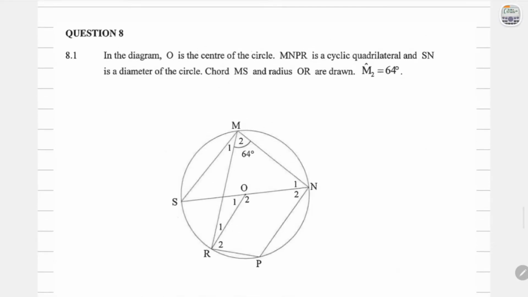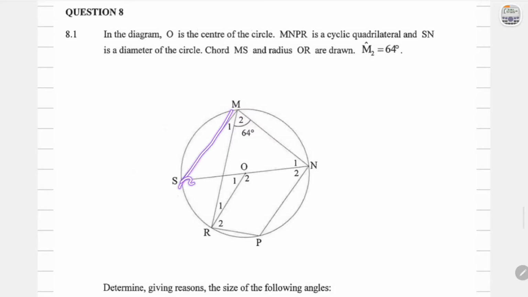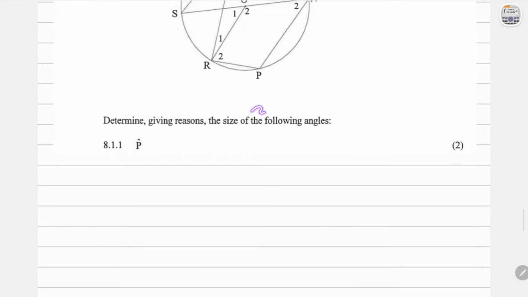Question 8, 8.1 says, in the diagram, O is the center of the circle. MNPR is a cyclic quadrilateral, and SN is a diameter of the circle. Then we have chord MS and radius OR drawn, and we are told that angle M2 is equal to 64 degrees. The first question is to determine, giving reasons, the size of the following angles.